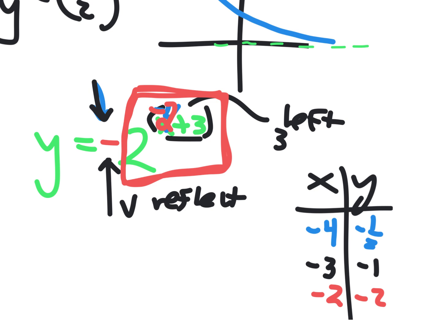Okay, good. Now, you might use other points. You could have put in like 0. It would have worked. 2 to the 3rd is 8. And then it would be -8. 0, -8 would have been a good point.